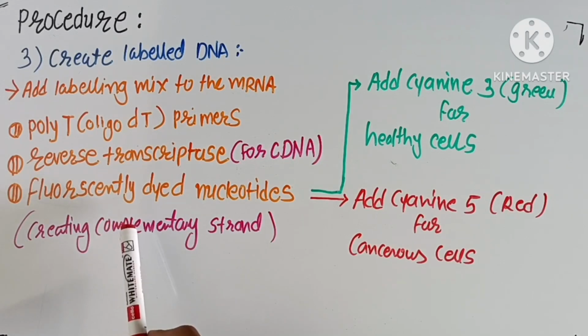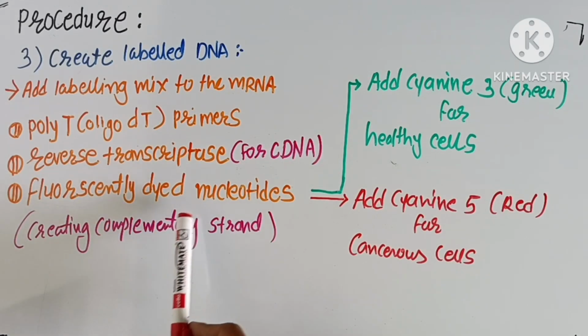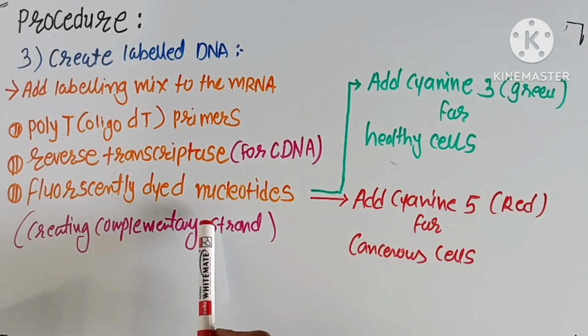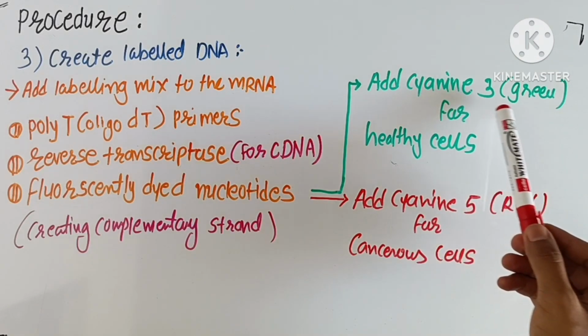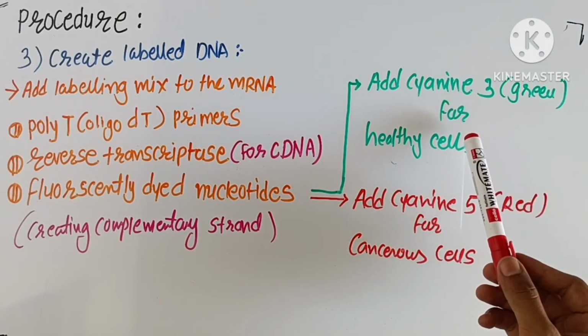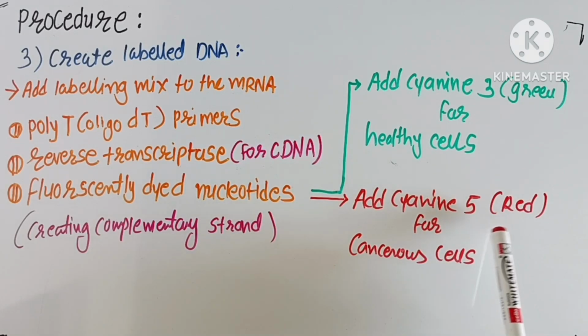Here another important concept is fluorescently dyed nucleotides. So we label with them, and we are using two different dyes. First is cyanine 3, which is a green dye, and we label healthy cells with it. Another one is cyanine 5, which is red in color, and we label the cancerous cells with this dye, cyanine 5.